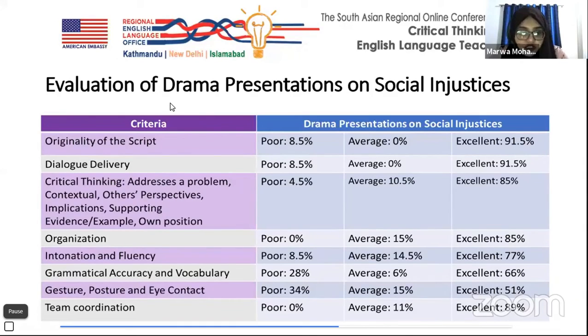The problems were contextual. They analyzed others' perspectives. They provided some implications. Supporting evidence were there. They supported their own position. And you can see the percentages for every criteria, apart from critical thinking as well, are quite high in comparison to the previous presentation.